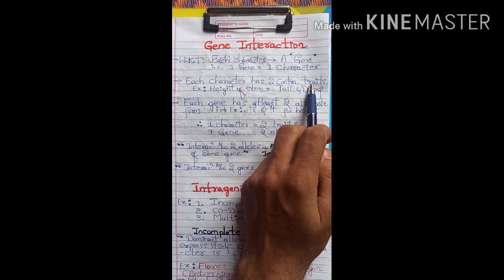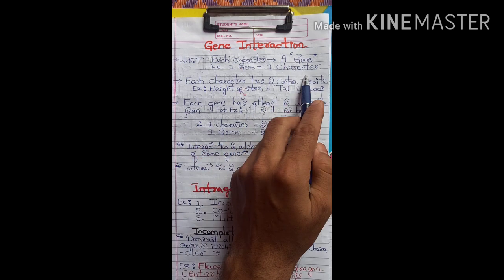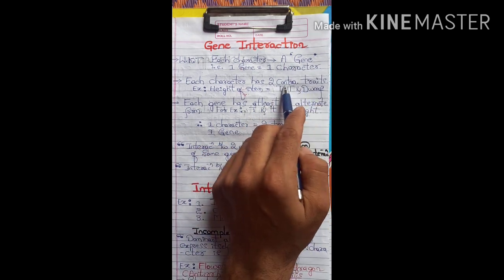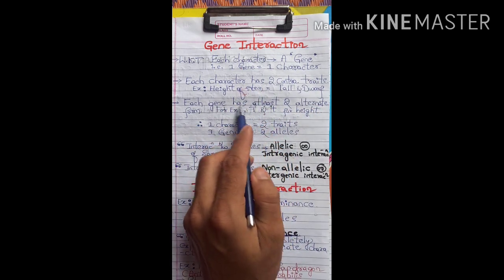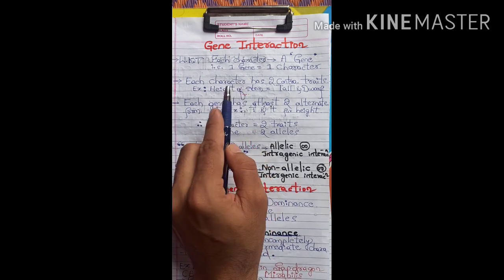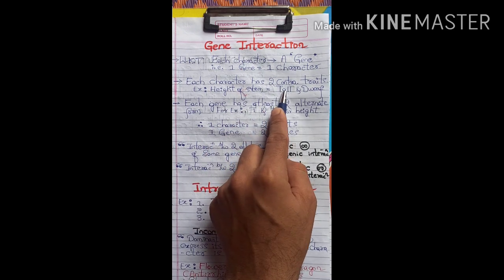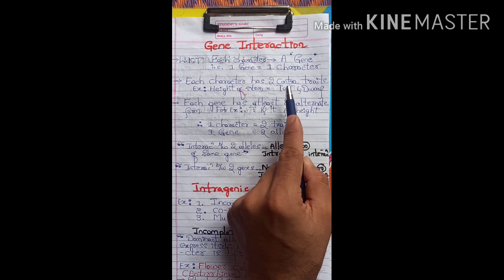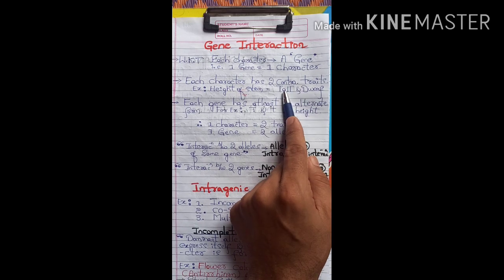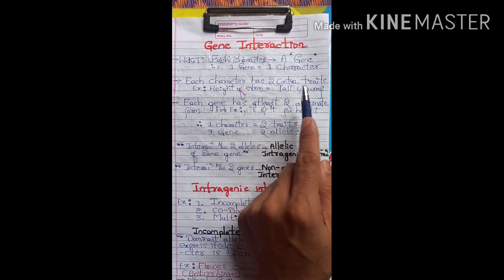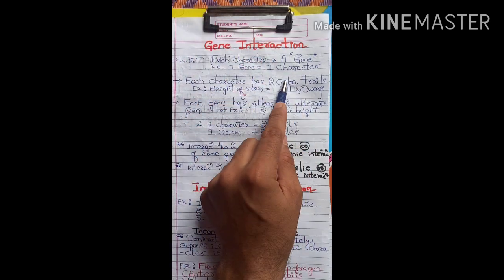Contrasting means opposite trait. For example, if you take color, white and black are colors, but these are contrasting traits, exactly opposite. White, exactly opposite color is black. And in the pea plant, if you take the example of height of the stem, tall is one trait, dwarf is another trait. So these two are exactly contrasting traits, the opposite traits. I think you got the meaning. Contrasting means opposite. One plant is tall, another one is dwarf. This is the best example for the contrasting trait.